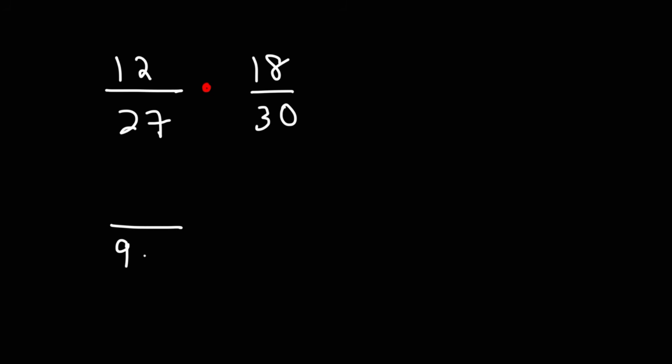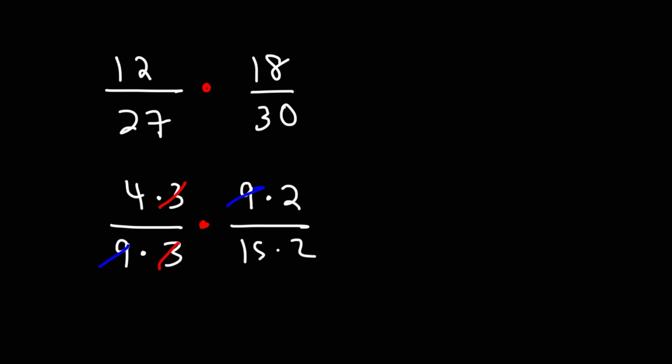27, we can write that as 9 times 3. 12, we can write that as 4 times 3. 18 can be written as 9 times 2. So notice that we can cancel a 9, and we can cancel a 3. 30, we can write that as 15 times 2. So we can cancel a 2. So all that's left is a 4 on top and a 15 on the bottom.